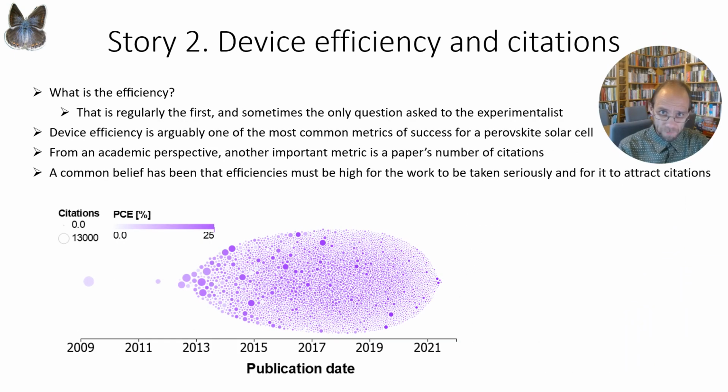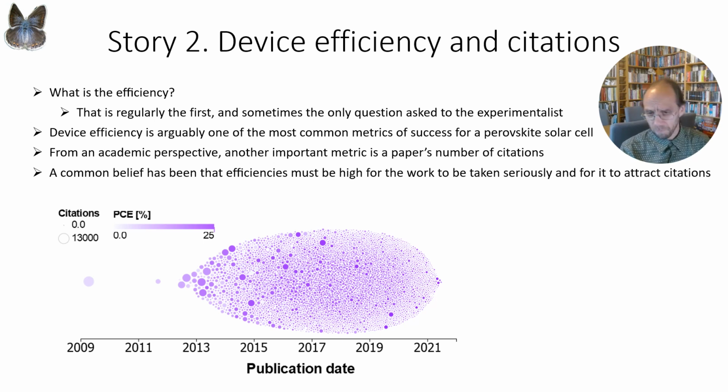The second story is about device efficiencies and citations. What is the efficiency? That is often the first, and surprisingly often also the only question asked to the experimentalist. In defense of that question, device efficiency is arguably one of the most important metrics for a successful solar cell. But it's not the only thing that matters, especially in a research setting where you may be looking at other things as well.